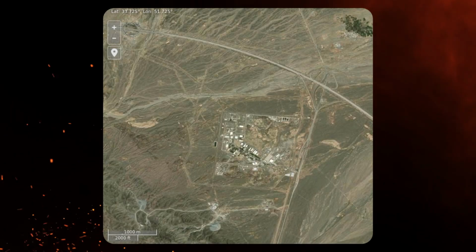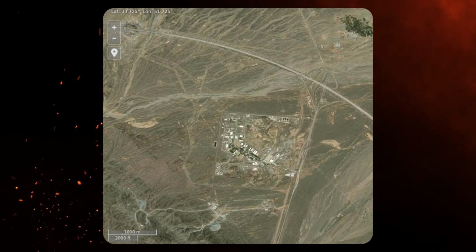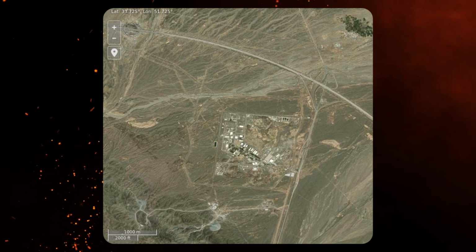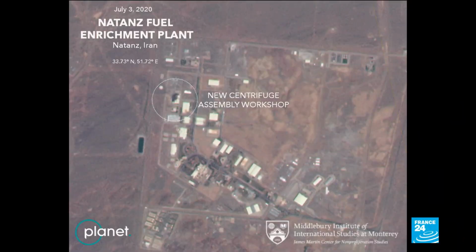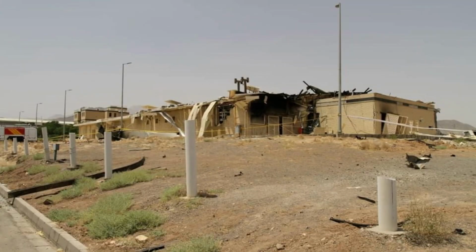In 2010, the Stuxnet computer virus, allegedly created by Israel and the USA, damaged centrifuges in Natanz, delaying uranium enrichment. In 2020, an explosion in Natanz, attributed to Mossad, Israel's intelligence agency, destroyed part of the nuclear facility, weakening the program. In 2021, Hamas fired rockets at Israel.